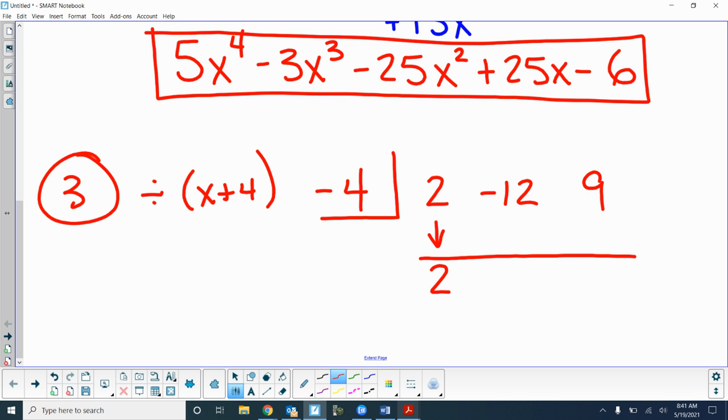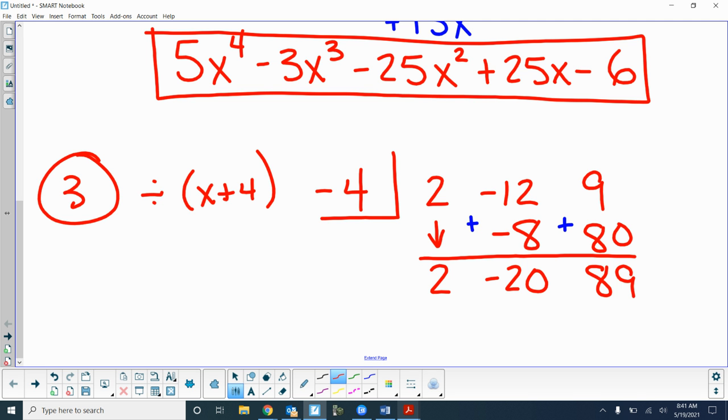You guys remembering this? Now, what do I do with the -4 and the 2? Multiply them, yes. So -4 times 2 is -8. And then what do I do with those two numbers? You add, okay? So the two numbers that you get, you're going to add to get the one underneath. So what's a -12 and a -8? -20. When I start over, what's a -4 times a -20? 80. And then I go 9 plus 80.